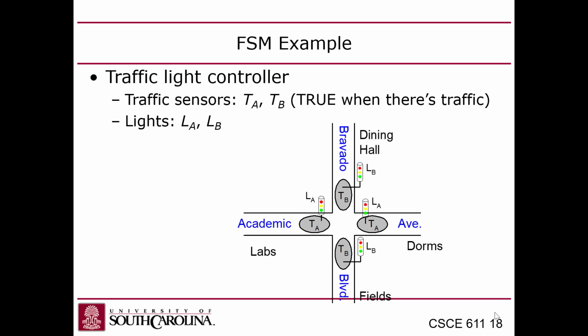So you've got 2 inputs. You've got the traffic sensors TA and TB, which are true whenever there's traffic on that road. So TA means there's traffic on Academic Avenue. TB means there's traffic on Bravado Boulevard. And the traffic is obviously traffic at the intersection, or traffic near the intersection. And then you've got lights. Output is the lights, light A, light B. And since there are 3 possible light colors, each one of those outputs would have to be 2 bits. So you've got 2 1-bit inputs and 2 2-bit outputs.